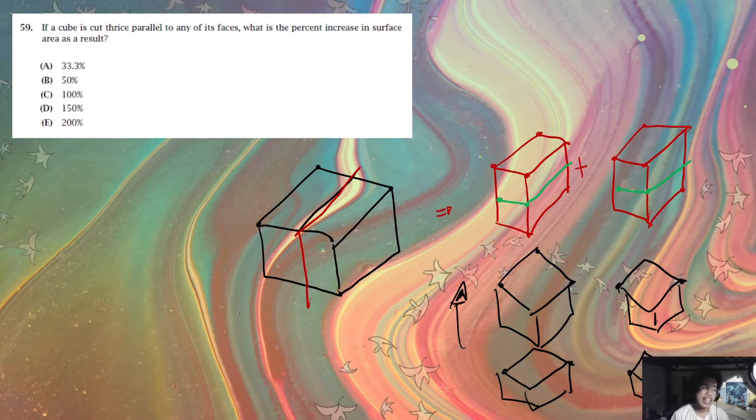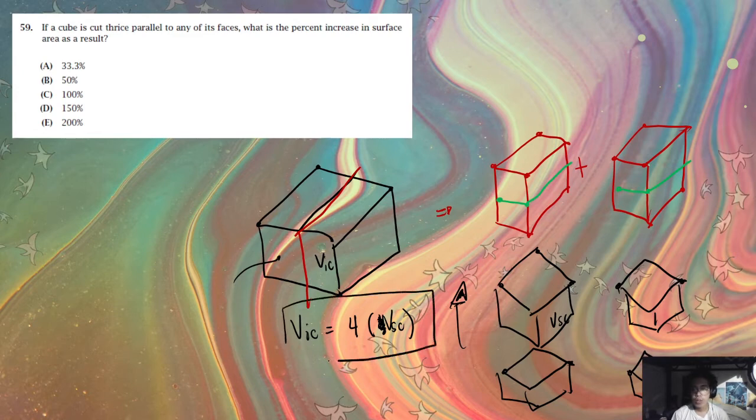Since this was sliced, the volume is still the same, right? Since we didn't add anything to the figure, the volume would just be constant. The volume of your initial cube would be the same as the sum of the volumes of the four smaller cubes. These are your smaller cubes, and this is your initial cube, V sub IC. They're all going to be the same volume. But the volume is not the one we're looking for. We're looking for the surface area. So what is the percent increase in the surface area as a result?